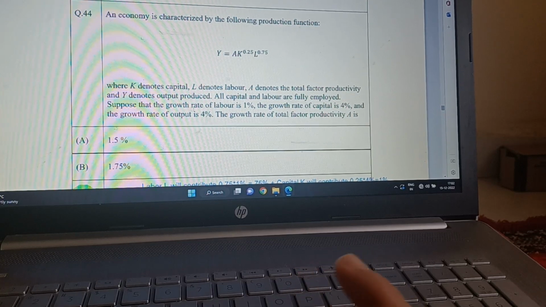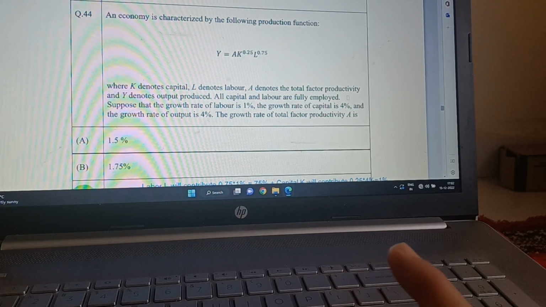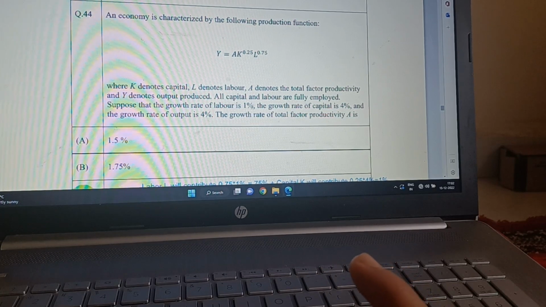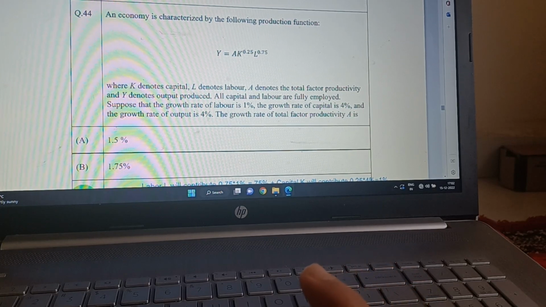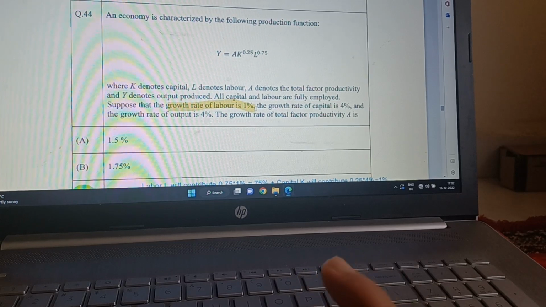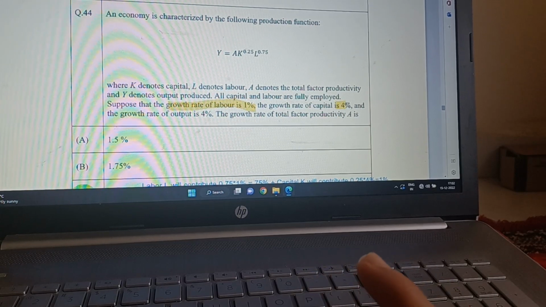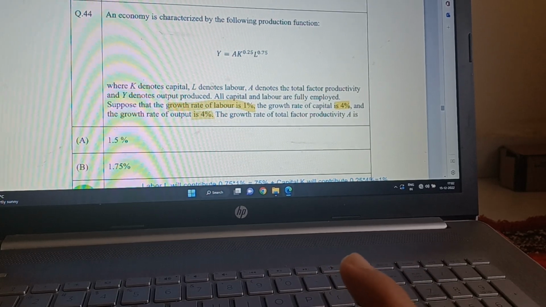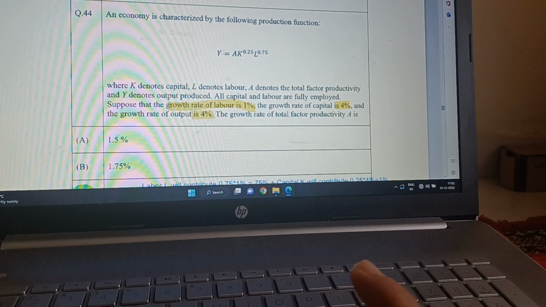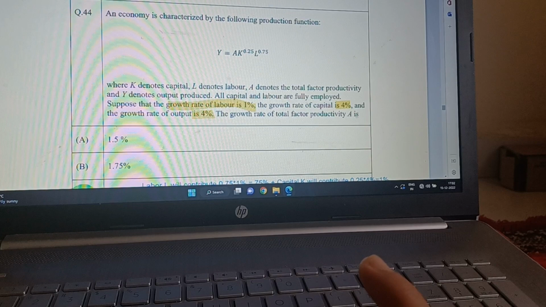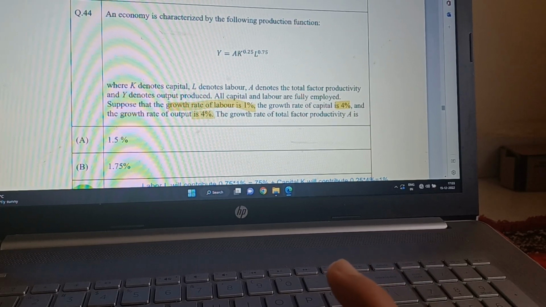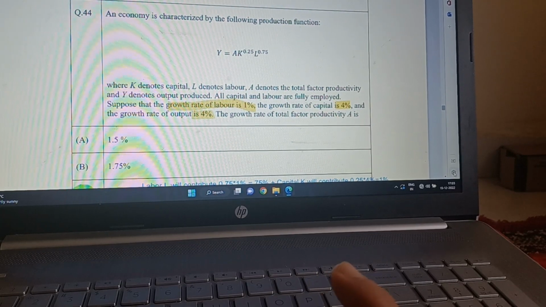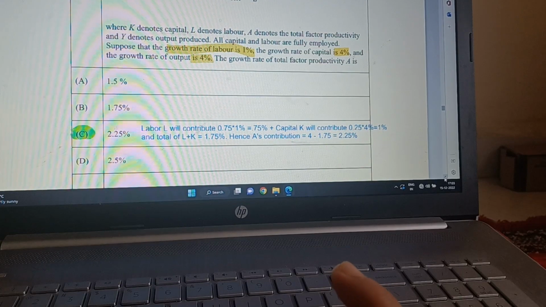What is the question? It says all capital and labor are fully employed. Suppose that the growth rate of labor is 1%. So here is the trick. The growth rate of labor is 1%, the growth rate of capital is 4%, and the growth rate of output is 4%. So output is growing, meaning Y becomes 1.04. The growth rate of total factor productivity A is the technological innovation that comes from factor productivity. So what is the contribution of this? It happens like this.